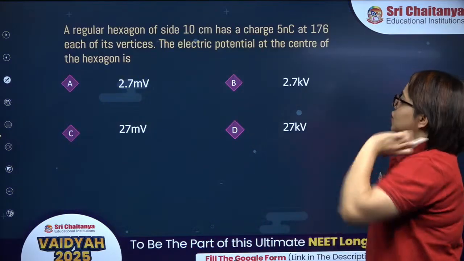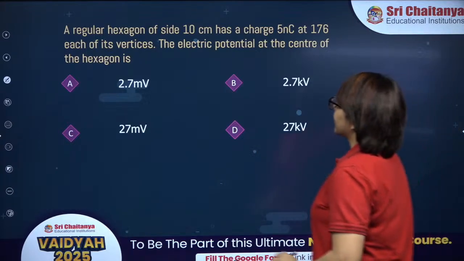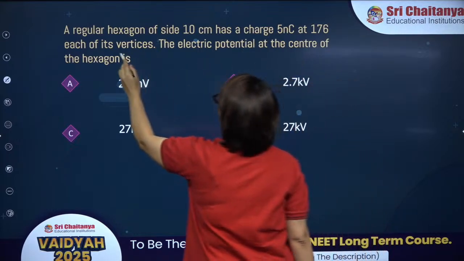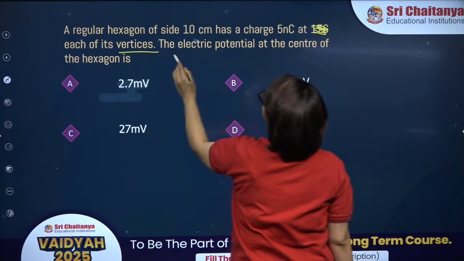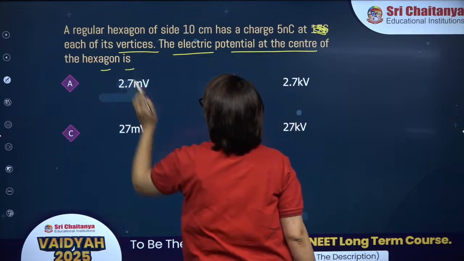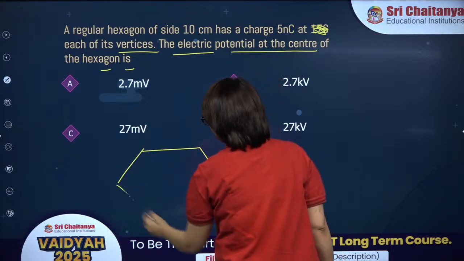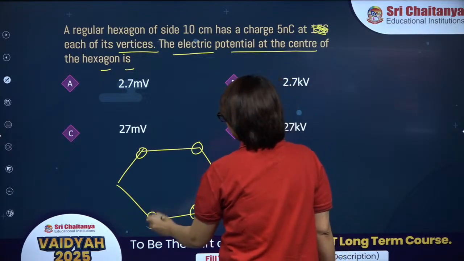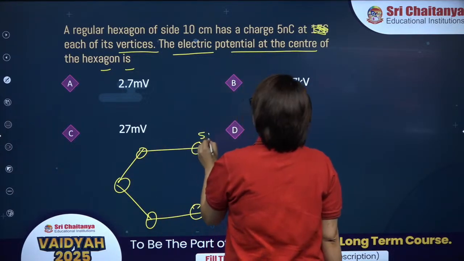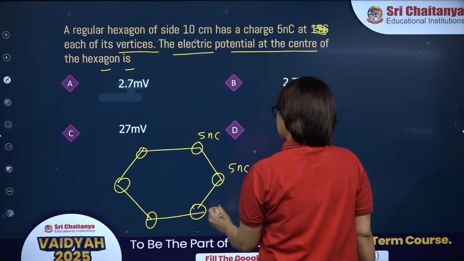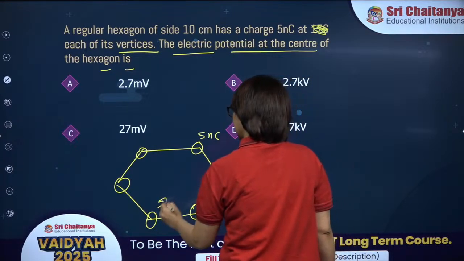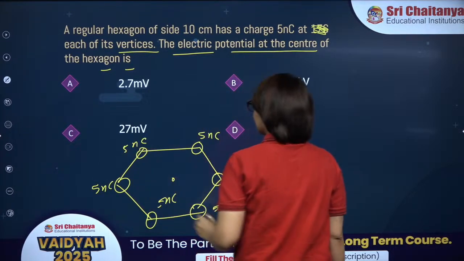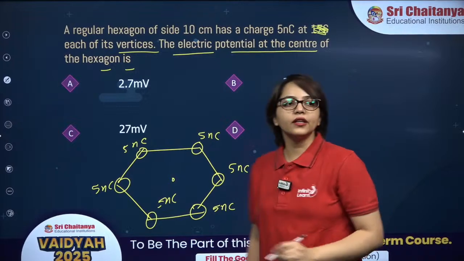Alright, so let's start with question number 1. A regular hexagon of side 10 centimeter has a charge of 5 nanocoulomb at each of its vertices. The electric potential at the center of the hexagon is. So we have a regular hexagon like this and at each corner we have a 5 nanocoulomb charge, and we have to find the electric potential due to these charges at the center of the hexagon.